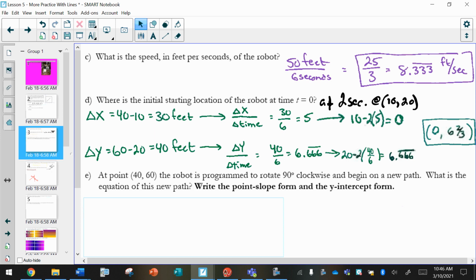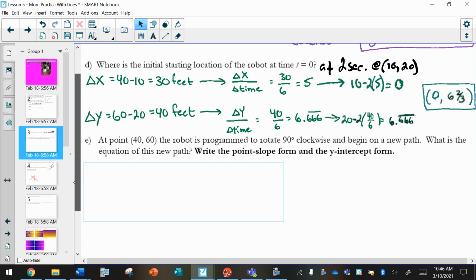Okay, part E. At the point (40, 60), this is after the 8 seconds, the robot is programmed to rotate 90 degrees clockwise and begin a new path. What is the equation of the new path? Write the point slope form and the y-intercept form. So we're going to do both.